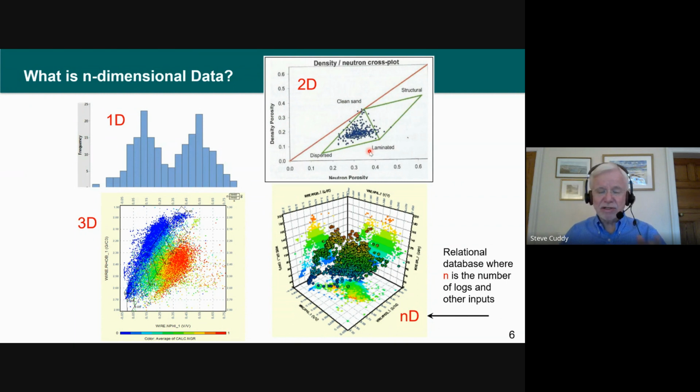So that's two dimensions. You can go to three dimensions, which is difficult to show on a screen, but I am attempting to do that with a color. So again, we've got density neutron, and the z-axis is colored as for the gamma ray. Okay, so this continues for n dimensions. There is no limit. You could have 100 dimensions, but they're in a relational database. So all the data can see each other by being related to, say, depth or time. So this is our database where we're going to do our analysis.